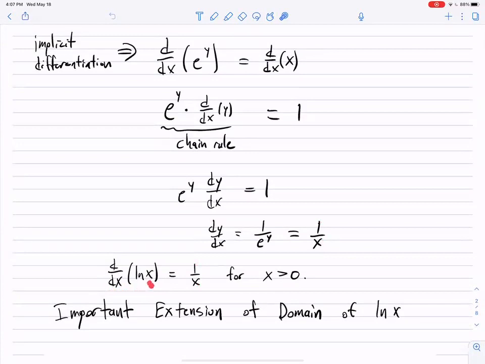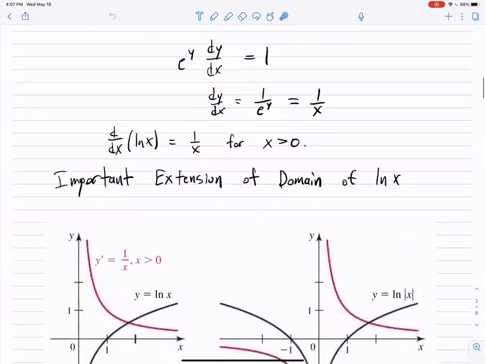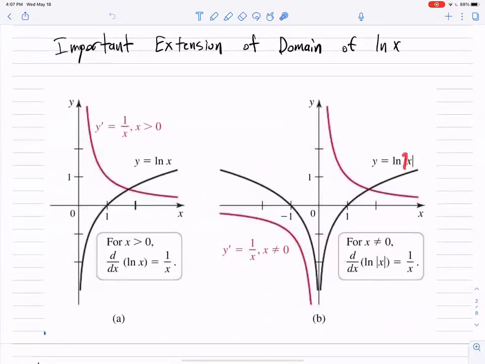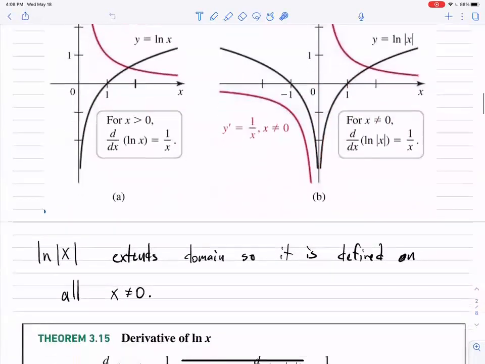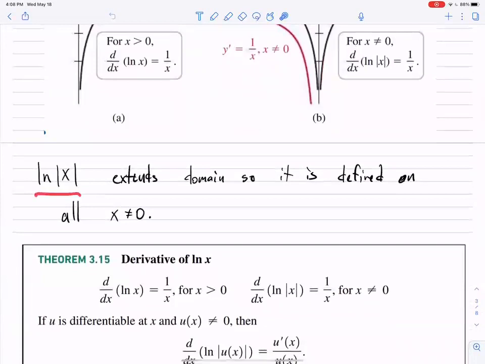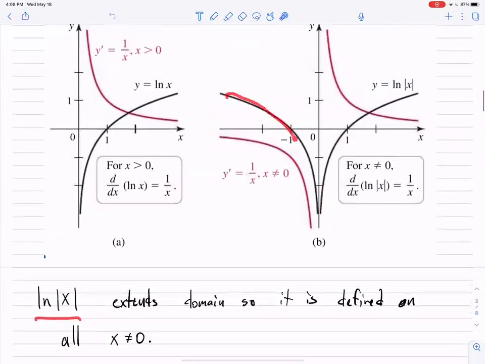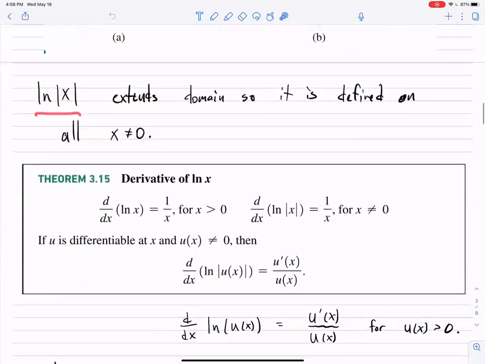You can only plug in positive x into natural log, but we can extend the domain pretty easily just by taking the absolute value of x. If you take the absolute value of x, that reflects the function across the y-axis, and it extends our domain. And now the derivative of natural log of absolute value of x is still just 1 over x. But you can't have x equals 0 because natural log of absolute value of x is still not defined at 0. So the natural log of absolute value just allows us to extend the domain in case we need to plug in negative numbers. But in general, these are the things we need to keep track of.